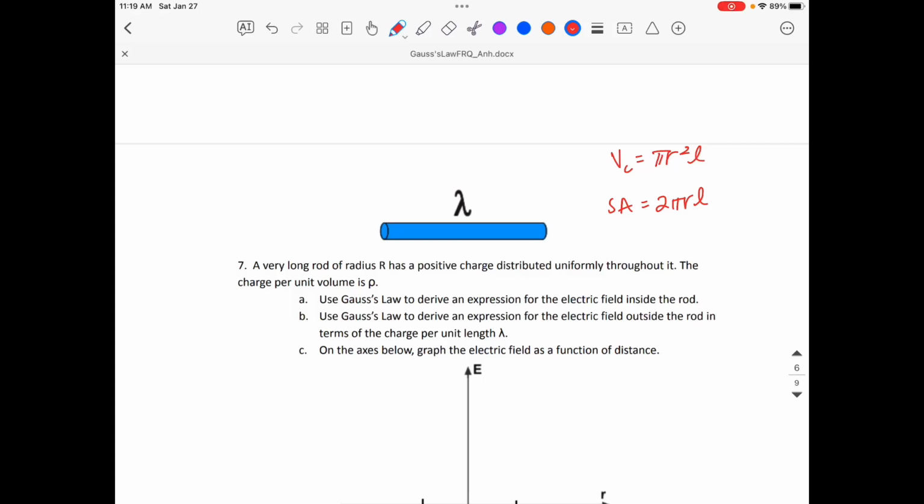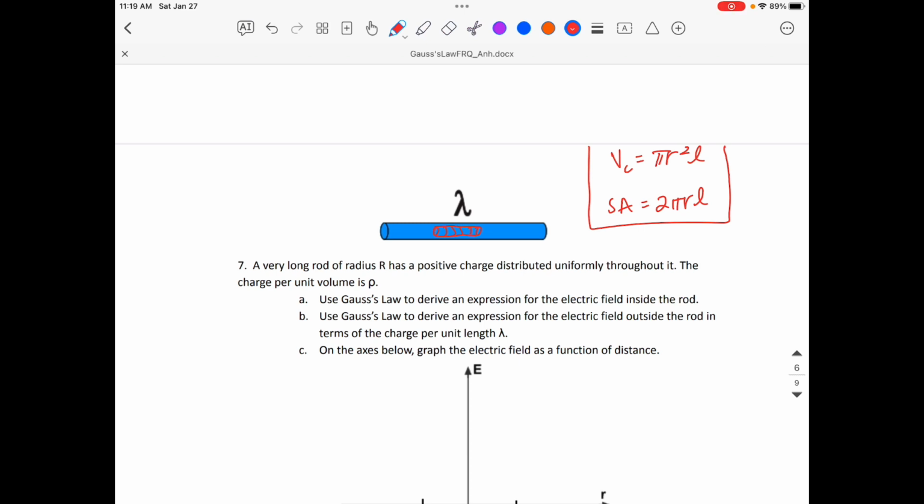Okay, so for problem number 7, I wrote down the equations from our equation sheet. So these are all available to you during a test. Your volume of a cylinder is pi r squared L, and your surface area of a cylinder, and this is just focused on the outside surface area, not the ends of the cylinder, so just the curved parts here, is 2 pi r L.